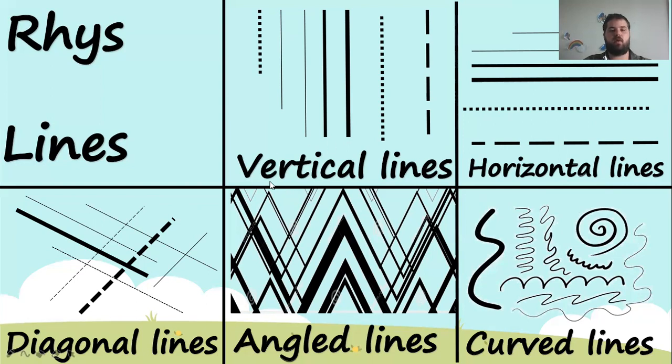Okay, let's go over them one more time. So we have vertical lines, horizontal lines, diagonal lines, angled lines, and our last one, curved lines.